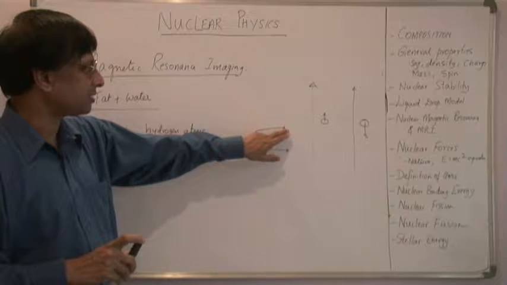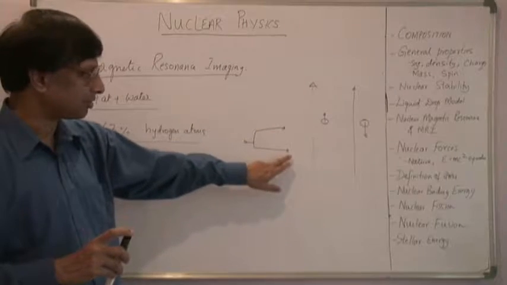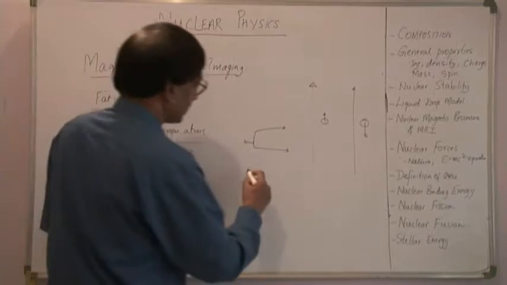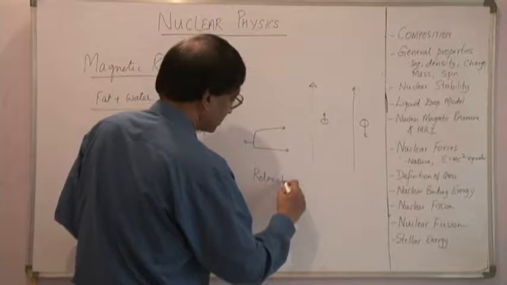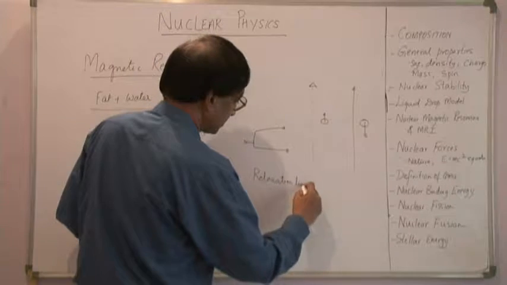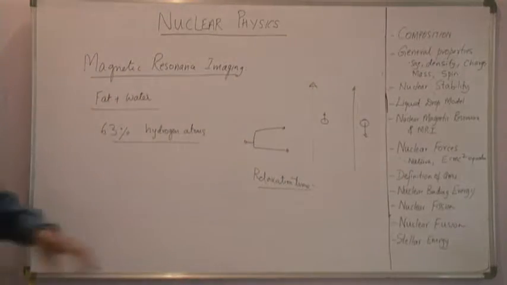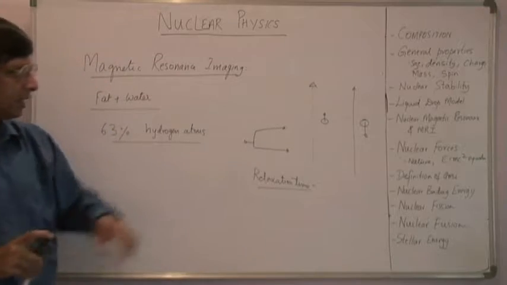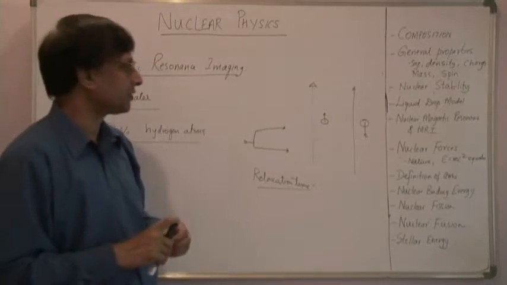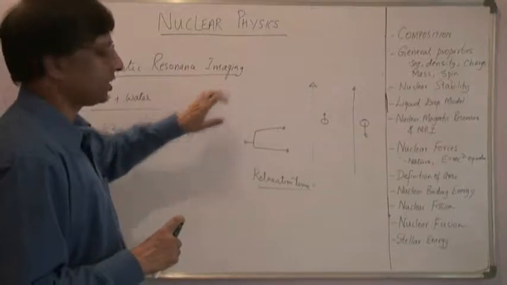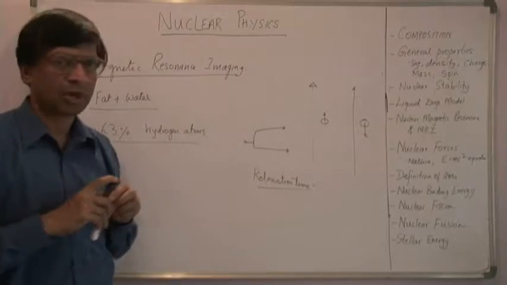So when a hydrogen atom is at this level, after some time they relax and then come back to this stage. It's called the relaxation time. So we talk in terms of relaxation time. By noting down the relaxation times, and by knowing the frequency of the radio waves we have sent, we can do imaging or identify the structure of the tissues inside the human body.